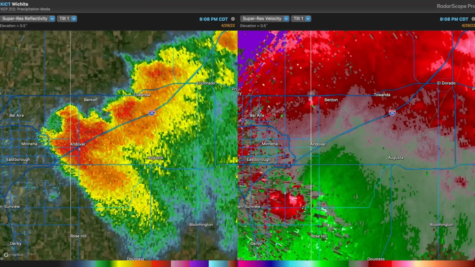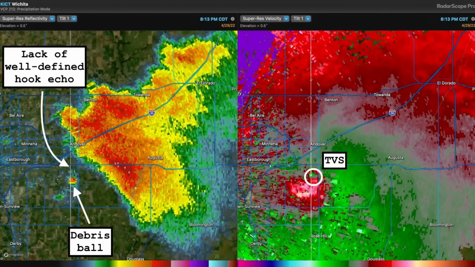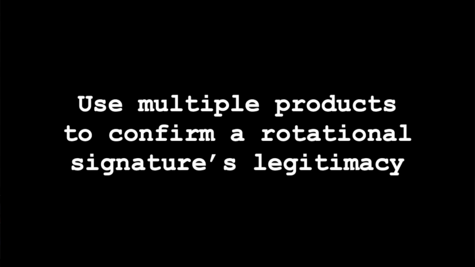On rare occasion, very little precipitation may wrap around a supercell's mesocyclone, creating what's called a low reflectivity hook echo. In this case, the first sign of a tornado may be a debris ball that appears to be detached from the parent supercell. So, the underlying message is that if you're unsure whether or not a rotational signature is legitimate, use multiple radar products to confirm as well as the rules of thumb we discussed.